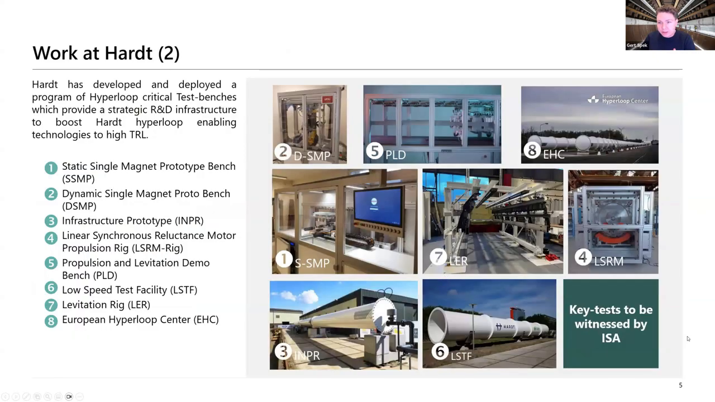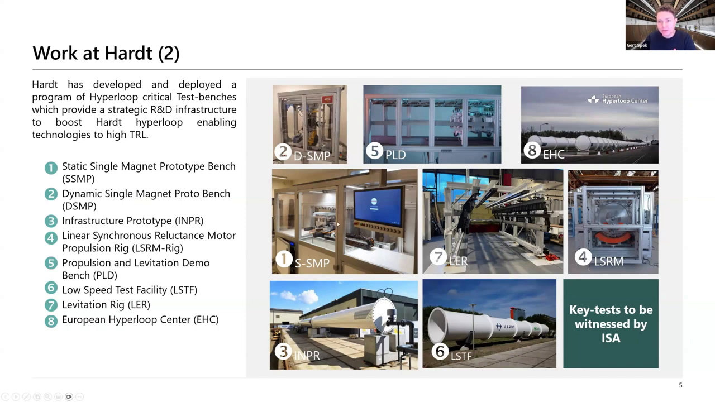Other work over the years included different prototypes to test different subsystems. So just a quick look around. We built in 2020 the static single magnet prototype, which you can see over here, numbered 1. This is basically an XYZ positioning stage to measure and validate the performance of our levitation magnets and propulsion and guidance magnets, where we can measure the forces using force transducers to mostly make our models more accurate for the next development of magnets.